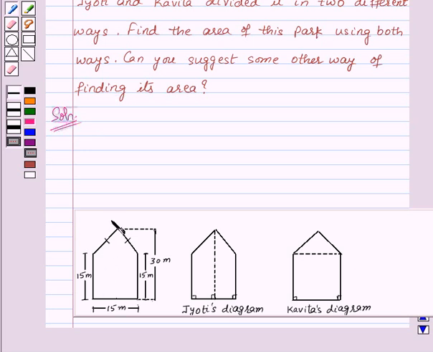First of all, let us mark the points A, B, C, D, E. So, ABCDE is a park in a pentagonal shape. Now, let us find the area of the park in Jyoti's method. Let us name this point as X. Jyoti has divided the park by drawing a line AX, dividing it into two parts, a trapezium ABCX and another trapezium AEDX. Both the trapeziums are congruent, so the area of both the trapeziums will be equal.